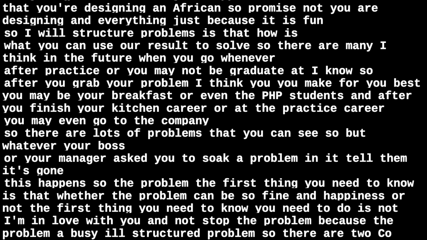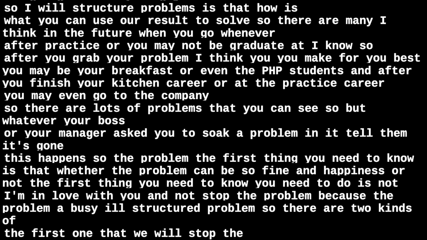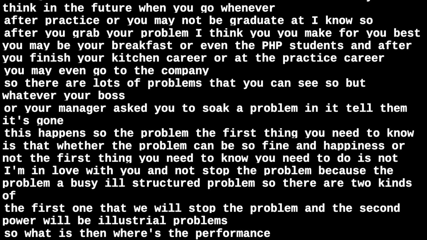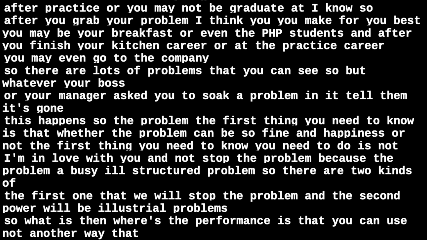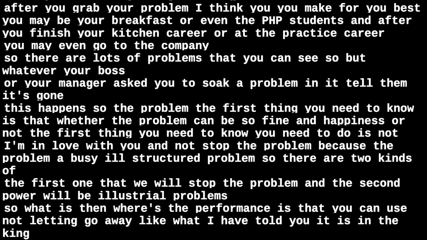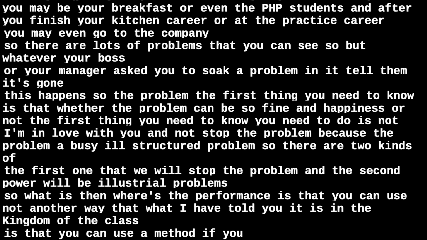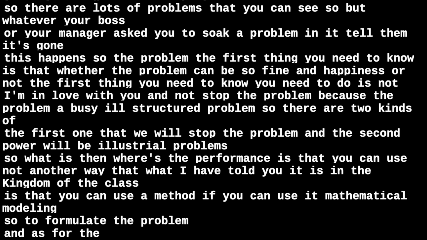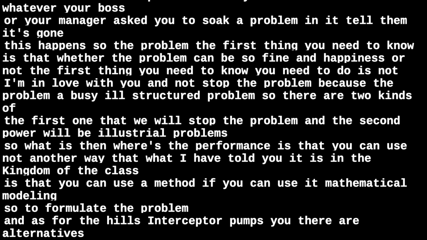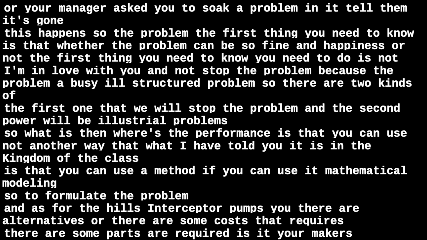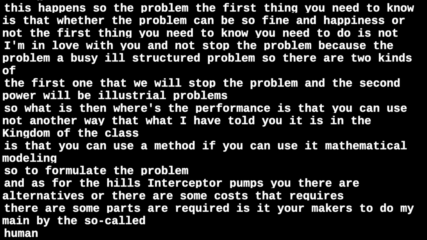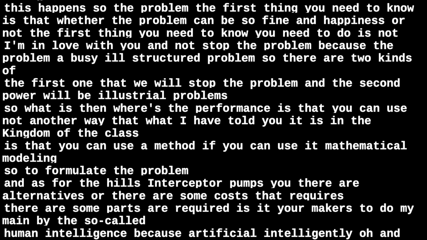So there are two kinds of problems. The first is well-structured problems, and the second is ill-structured problems. What is a well-structured problem? It is one where you can use mathematical modeling, like what I told you at the beginning of the class, to formulate the problem. As for ill-structured problems, there are uncertainties, or there are tasks that require decision makers to act using so-called human intelligence. We have artificial intelligence and we also have human intelligence. Okay.